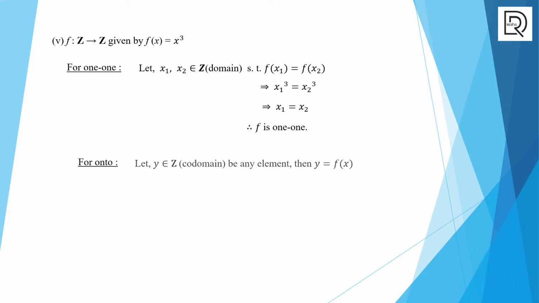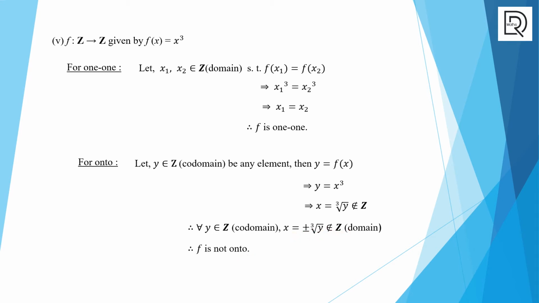Again, for onto, let y belong to Z be any element. Then y equals f of x. So this implies y equals x cube. So this implies x equals cube root of y, and clearly this does not belong to Z, because if you take y equal to 2, then cube root of 2 is not in Z. Therefore, for all y belonging to Z codomain, x equals cube root of y does not belong to Z. So therefore, f is not onto.